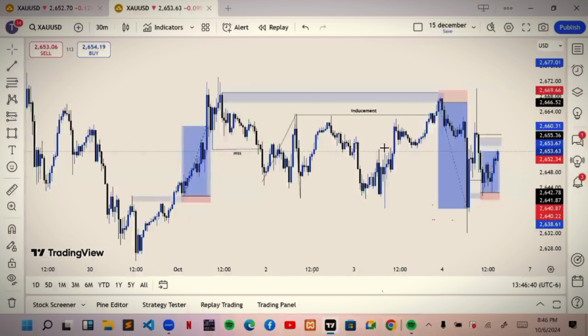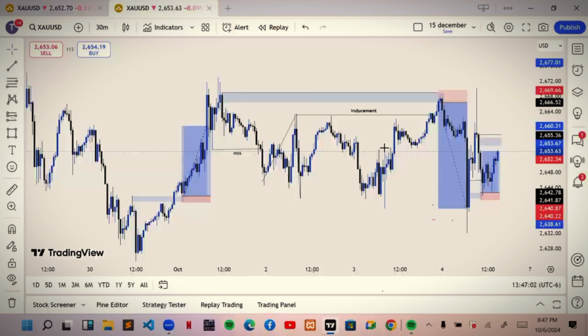So like I said, the inducement is the first valid pullback that market makes after a shift in market structure or a break of structure. That is what your inducement is. That is what I use as my liquidity. Do you understand? So first of all, if you open your charts, first thing you should look out for is the market structure part of my strategy.